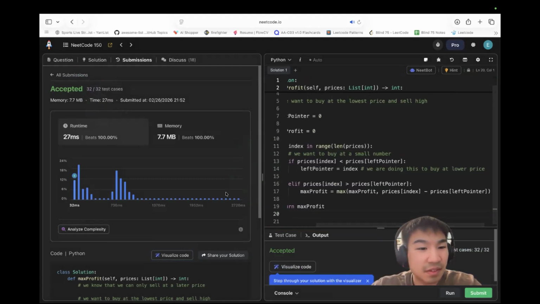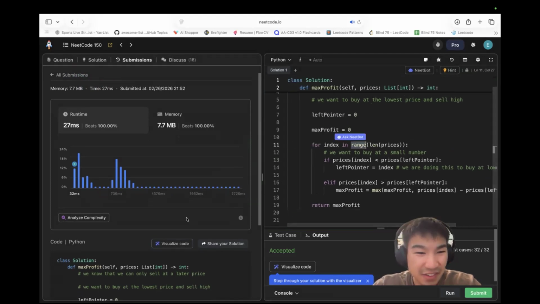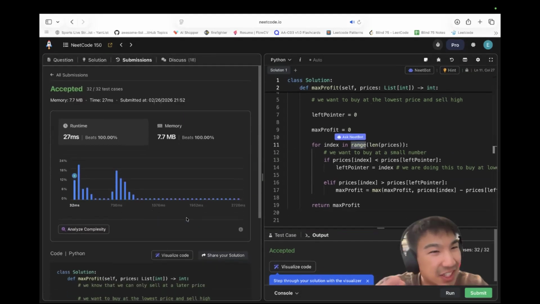Pretty much first try. I kind of forgot the range function. That's how I solved it, and that's my thought process.